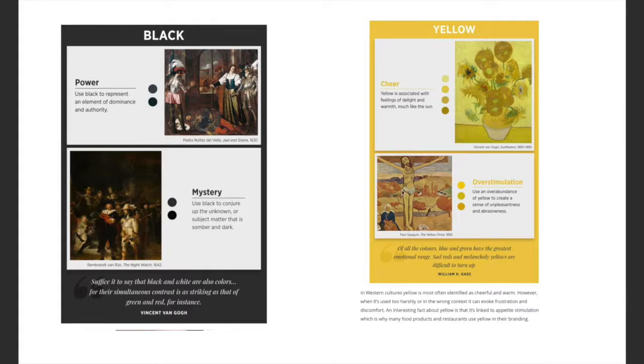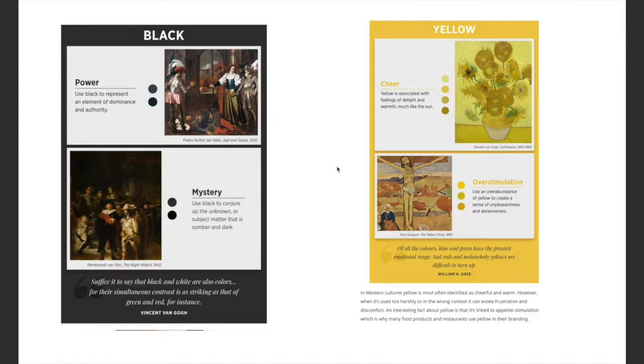Moving on over here to yellow. Yellow can symbolize cheer, associated with feelings of delight and warmth, much like the sun. And you can see a lot of these are monochromatic paintings like we did 2 weeks ago. But yellow can also be overstimulation. An abundance of yellow can create a sense of abrasiveness and unpleasantness.